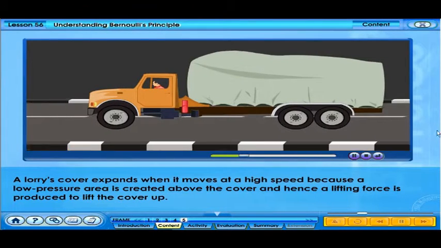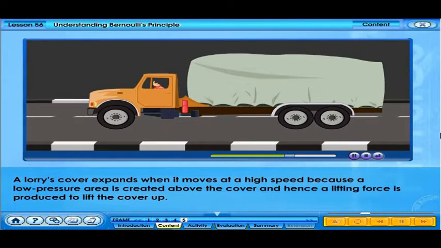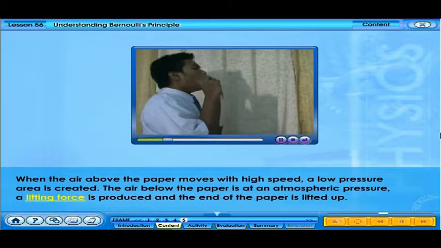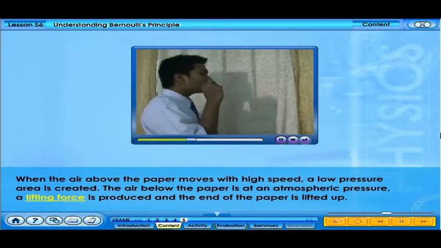A lorry's cover expands when it moves at a high speed because a low-pressure area is created above the cover, and hence a lifting force is produced to lift the cover up. When the air above the paper moves with high speed, a low-pressure area is created. The air below the paper is at atmospheric pressure. A lifting force is produced, and the end of the paper is lifted up.